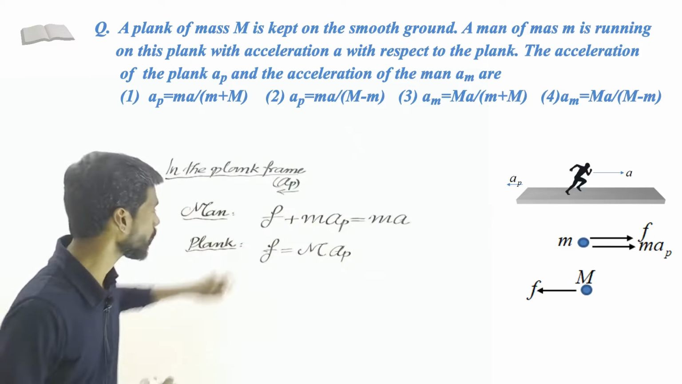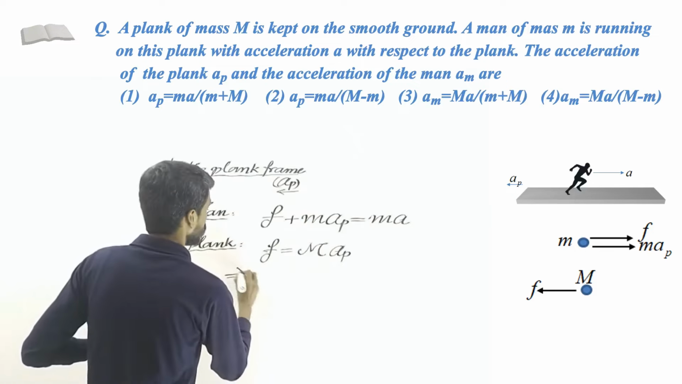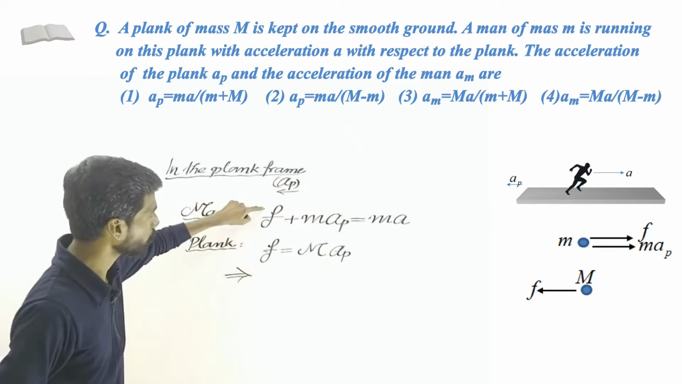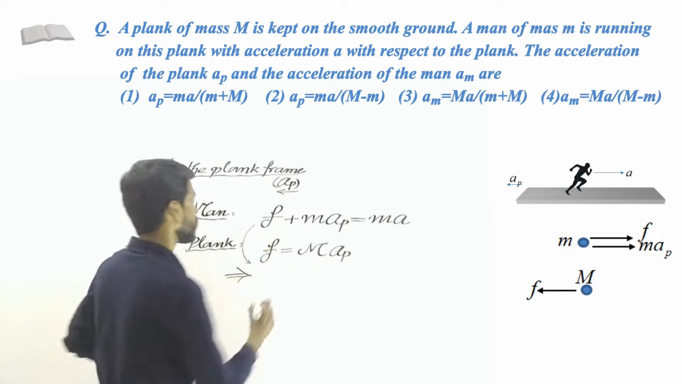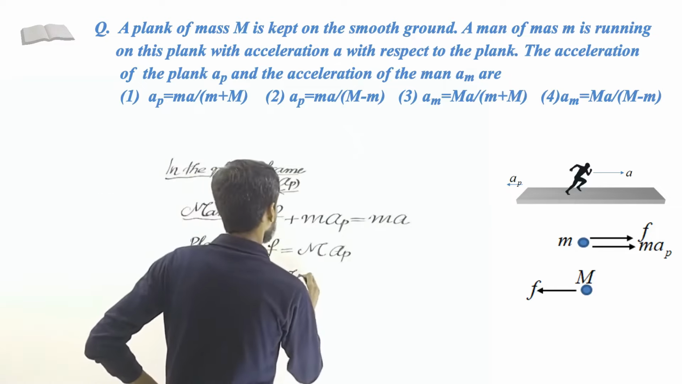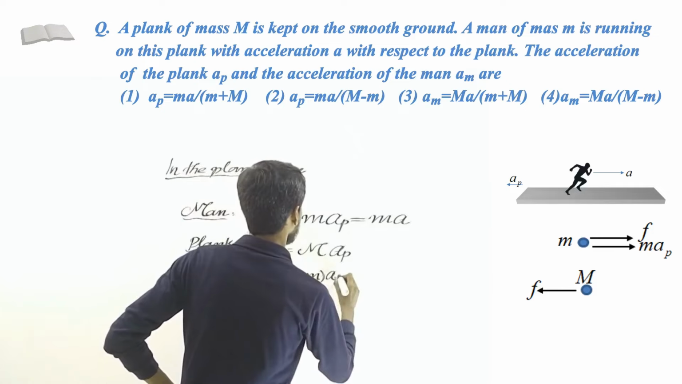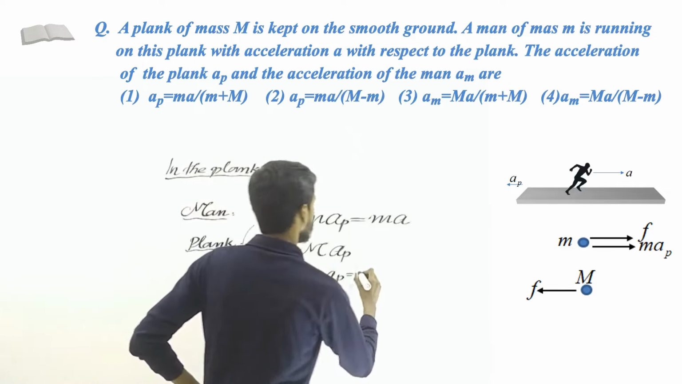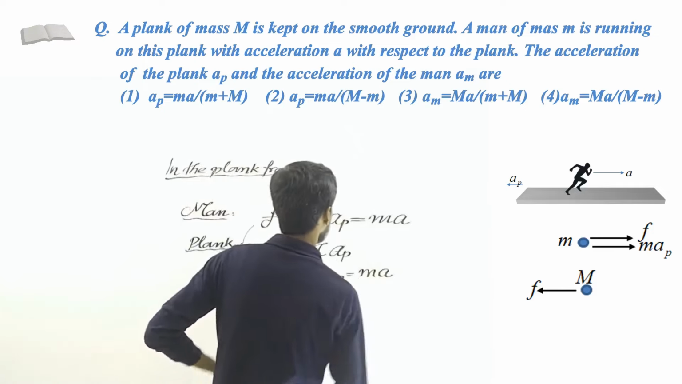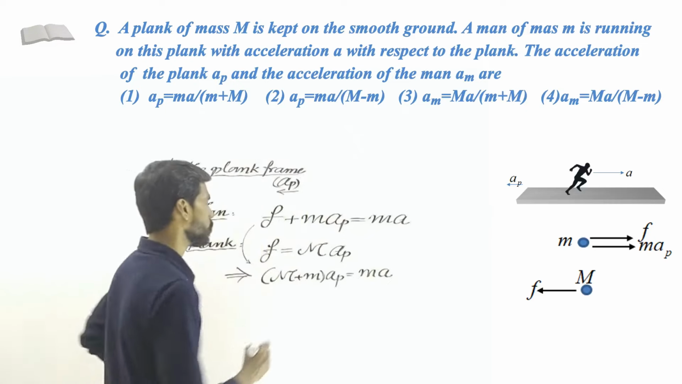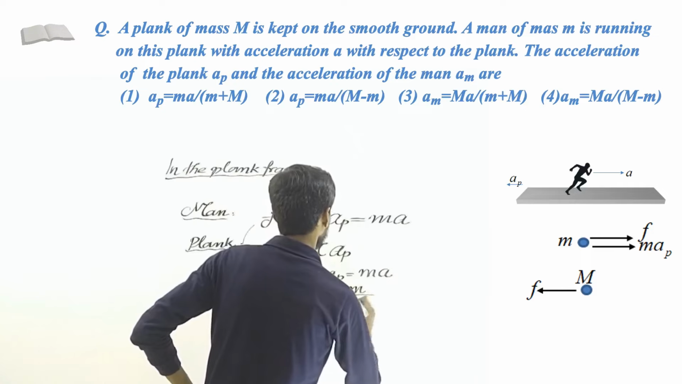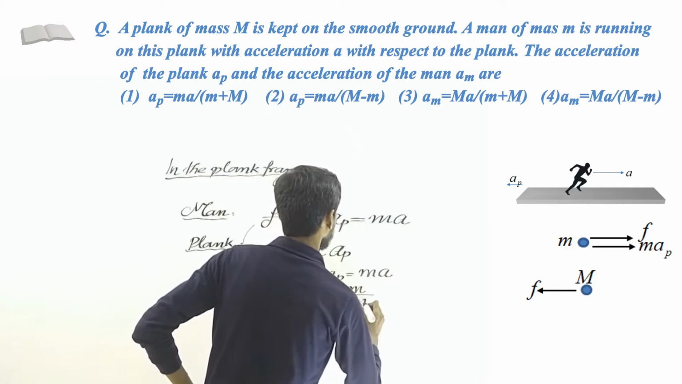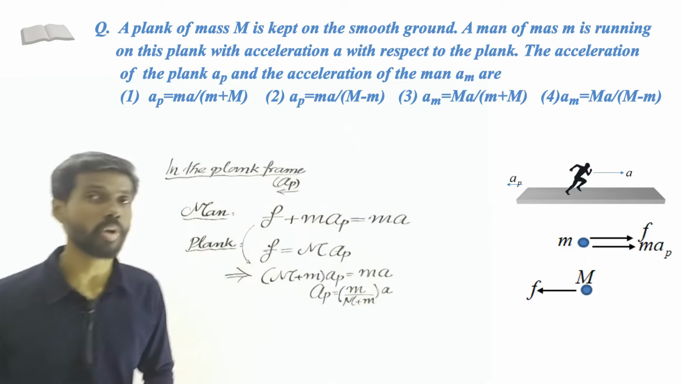So F can be substituted here. If you substitute it in the first equation, we get m multiplied by AP plus m multiplied by AP equals m multiplied by the acceleration. So that gives you the acceleration of the plank, which equals m divided by m plus m multiplied by a. So that is the acceleration of the plank.